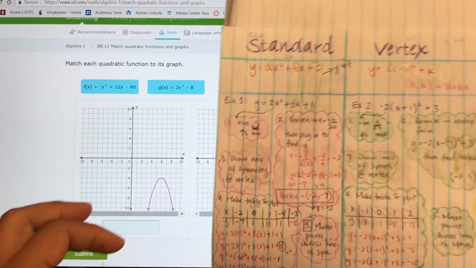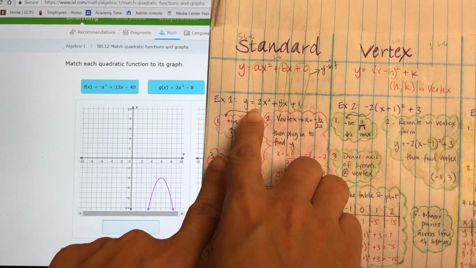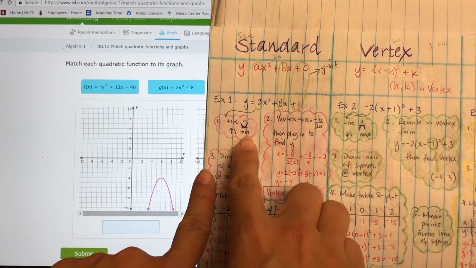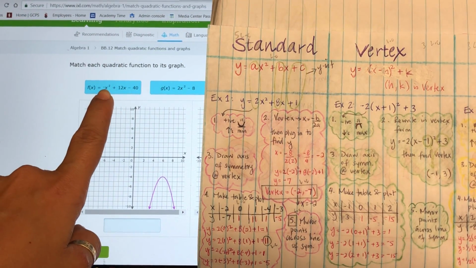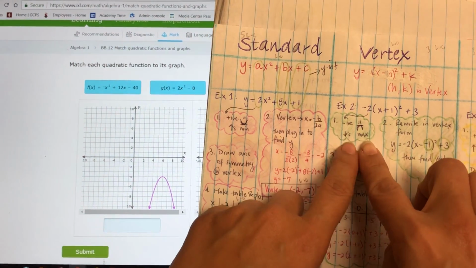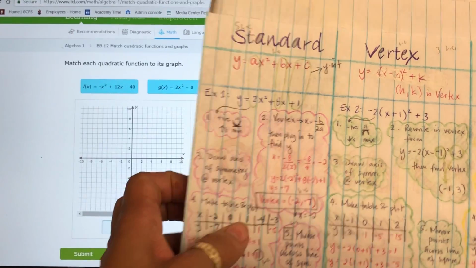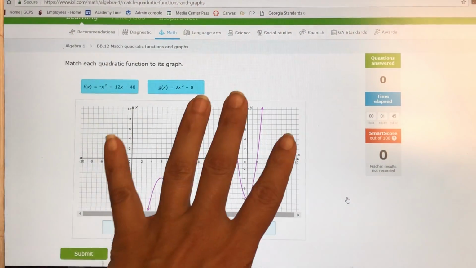So the first thing I'm going to teach you to look at is, remember, you're always looking at the number outside. Okay, is it positive or negative? So in this case, this is what? Negative, and that is positive. If it's negative, it's going to be opening down. If it's positive, it's opening up. So I can use that information to answer this without even graphing.